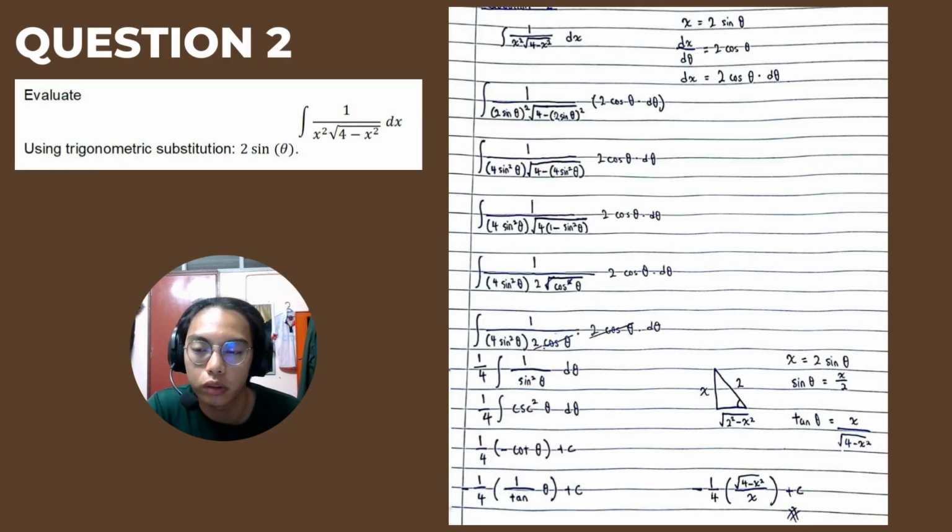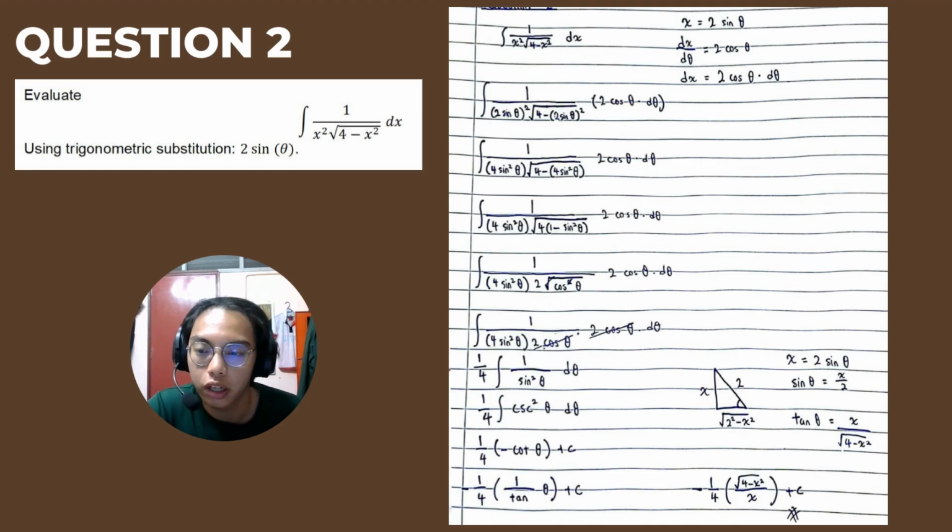Okay, now I'm going to explain my part, which is question 2. According to the question, it is given that x is equal to 2 sine theta. So the first thing we have to do is to differentiate what is given, so that we get dx over d theta is equal to 2 cos theta. From there, we can obtain dx, which is equal to 2 cos theta d theta.